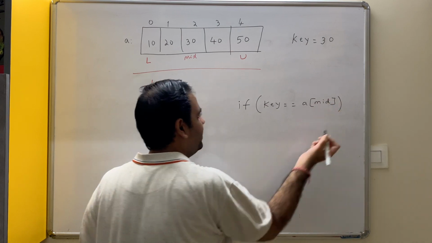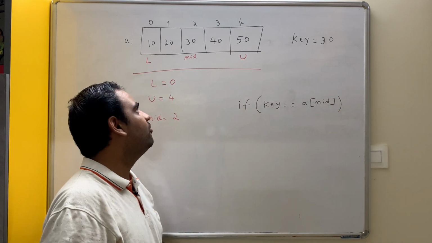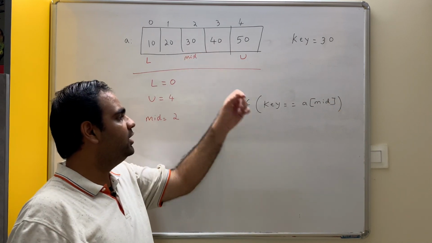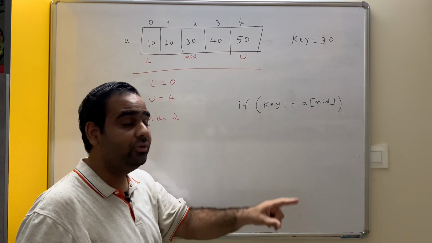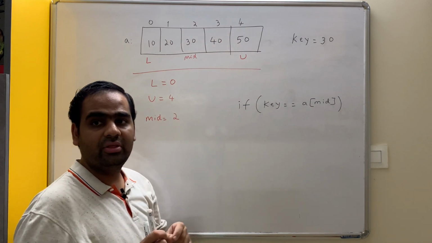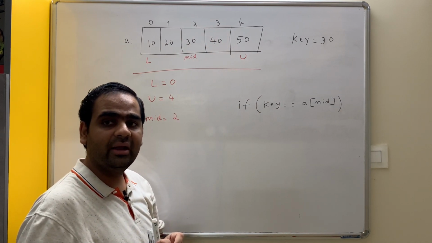The value of mid is 2. And what is A of 2? A of 2 is 30. Is 30 equal to 30? Yes sir. It should give you answer as 2 because the element is found at index 2.